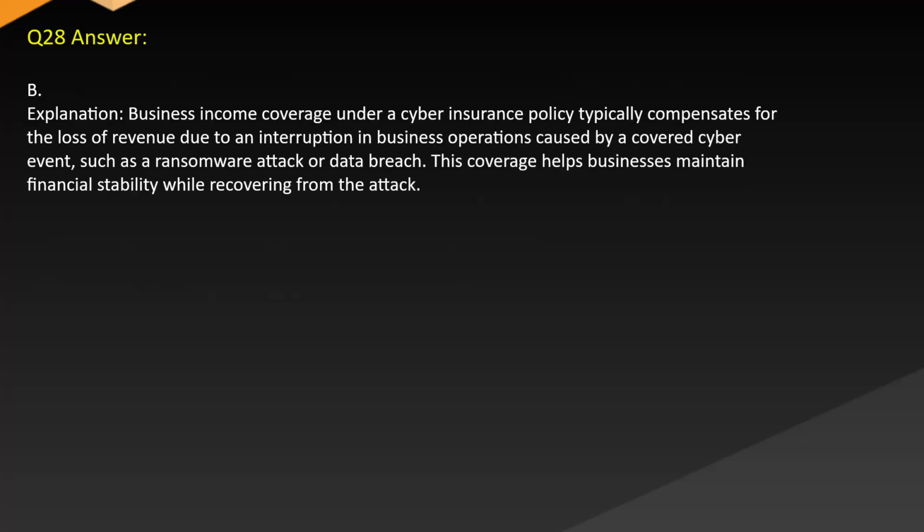Answer B. Explanation. Business income coverage under a cyber insurance policy typically compensates for the loss of revenue due to an interruption in business operations caused by a covered cyber event, such as a ransomware attack or data breach. This coverage helps businesses maintain financial stability while recovering from the attack.